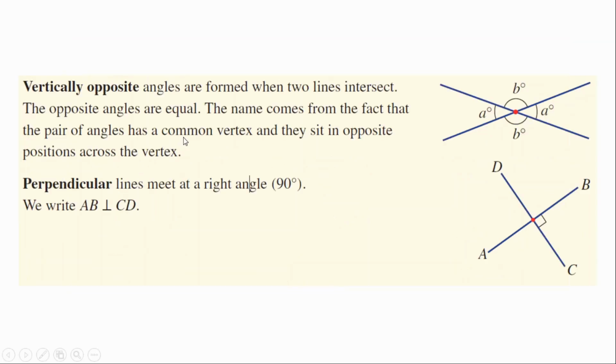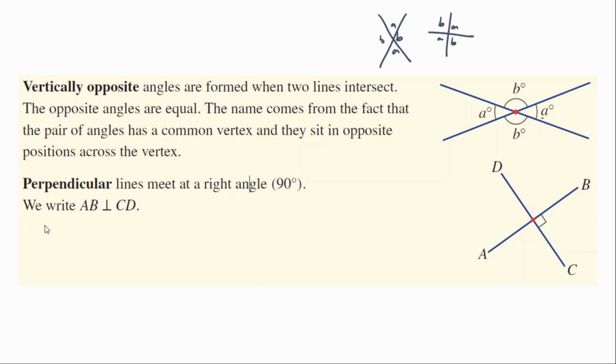Our next angle type is known as the vertically opposite angle. Vertically opposite angles are formed when two lines intersect. So here's an example, two lines are intersecting there. Your two lines could intersect in any way as long as they're straight. It could be like that, or it could be like that. Either one's fine. The name comes from the fact that the pair of angles has a common vertex, or the common point in the middle there, and they sit in opposite positions across the vertex. So in this case, A and A are vertically opposite angles, B and B are vertically opposite. These two will also be a pair, those two will be a pair as well, and those two will be another pair, and these two will be another pair. Another key point here is that vertically opposite angles are always equal in size.